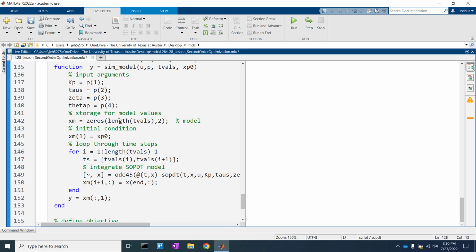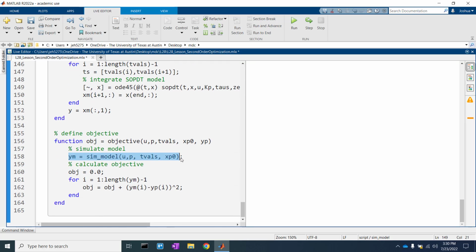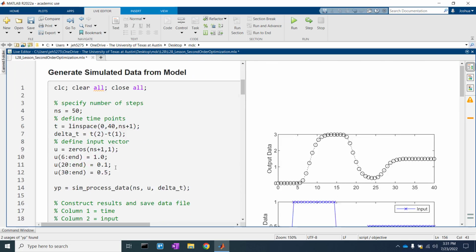With sim model, we plug in these values as arguments, and we loop through the series with ODE45. Finally, our objective function, we have sim model and our objective, where our objective is the sum squared error at each index between sim model and this yp, which is our process variables as we have the data.